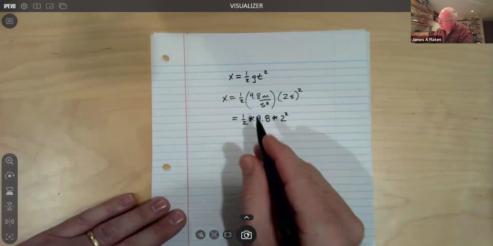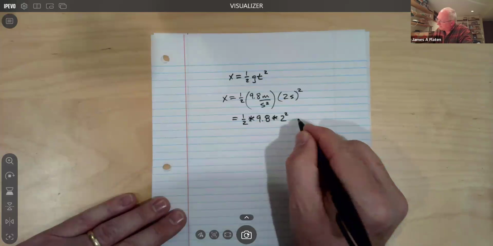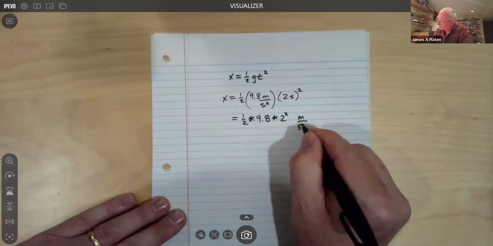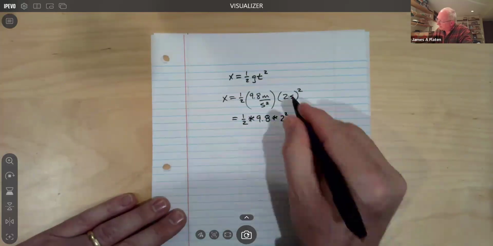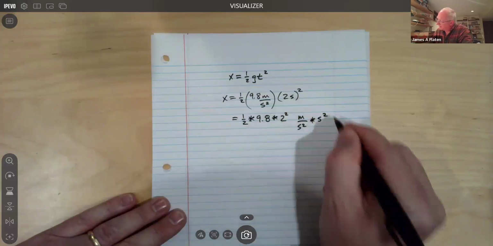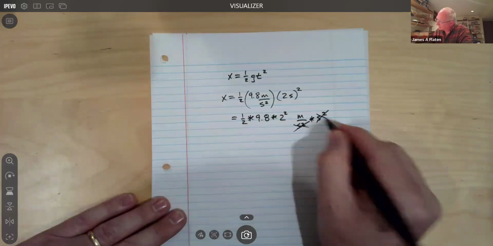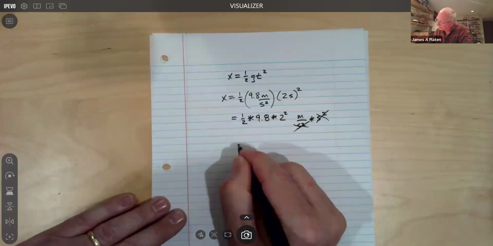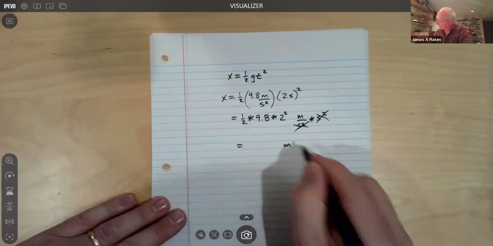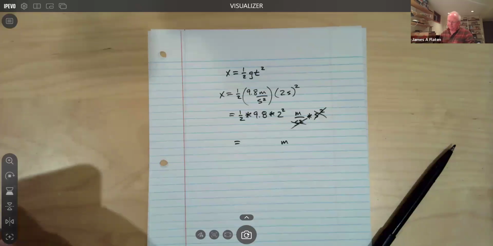And then the number is 1/2 times 9.8 times 2 times 2. And the units are meters over seconds squared. That came from here. And then times seconds, but it's squared. This is handy because second squared in the denominator cancels with second squared in the numerator. And the ultimate answer is some number of meters. Let me just pull out a calculator and just see how many meters that is.